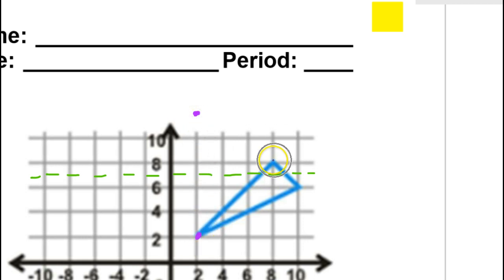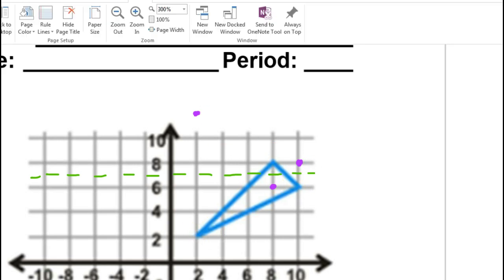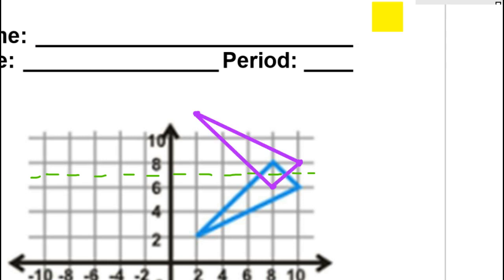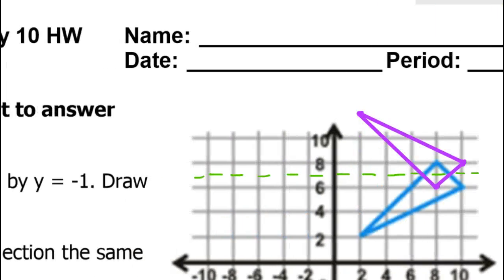Okay, now notice that this point right here is half a unit above the line. So I'm going to go half a unit below the line and my point will be there. Okay, notice that this point is half a unit below the line, so I'm going to go half a unit above the line. Okay, let me just clean this up so you don't think that's part of it. So these 3 dots will represent the reflection. Okay, so we've done the first transformation, the first reflection.